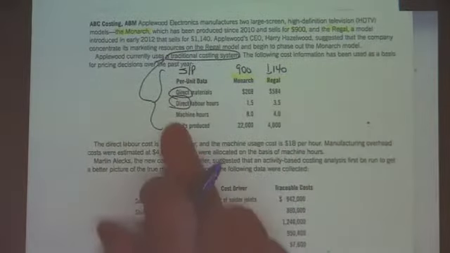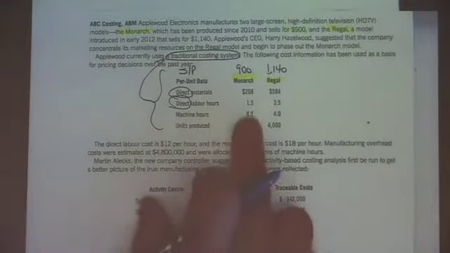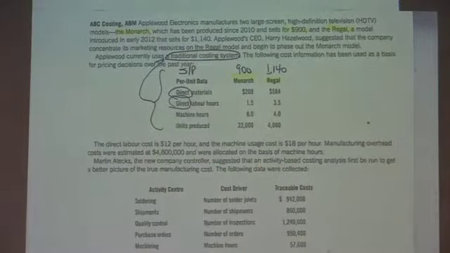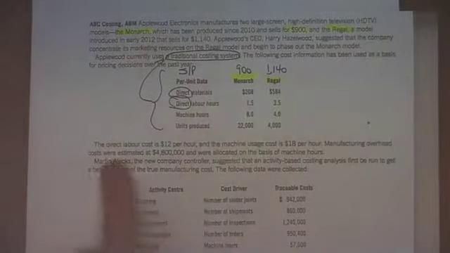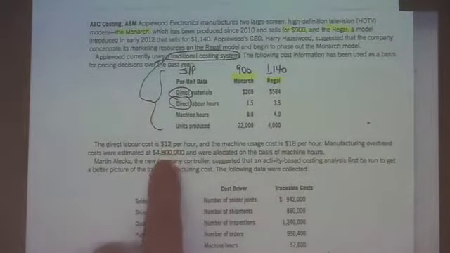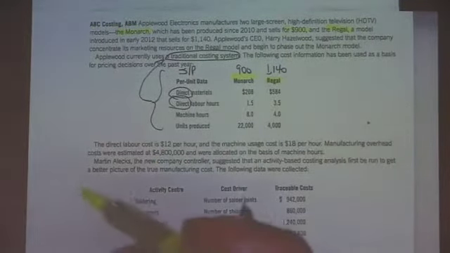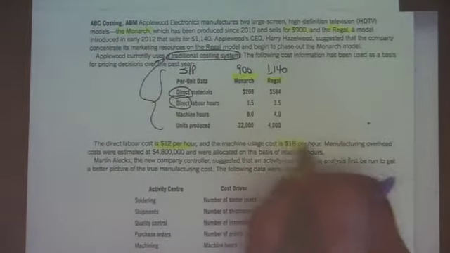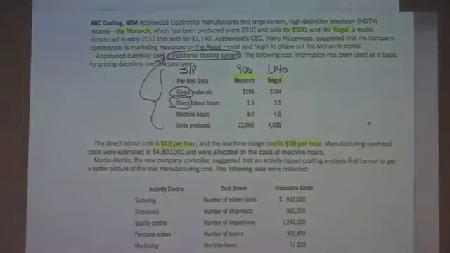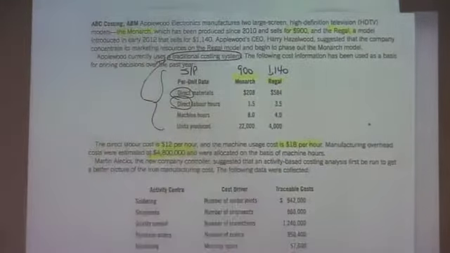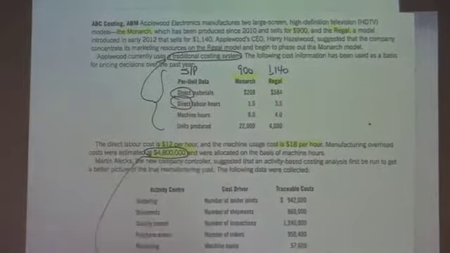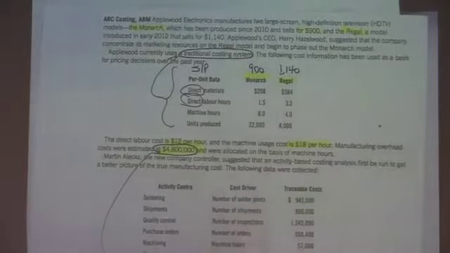And machine hours is 8 and 4, and this is the number of units produced. Now, let's read some more. You'll see that the direct labor cost is $12 an hour. That's an important number to note, because we're going to use that in a minute. And the machine usage cost is $18 per hour. Manufacturing overhead is estimated to be $4.8 million. And by the way, that $4.8 million is the same as this $4.8 million, and they were allocated using the machine hours.